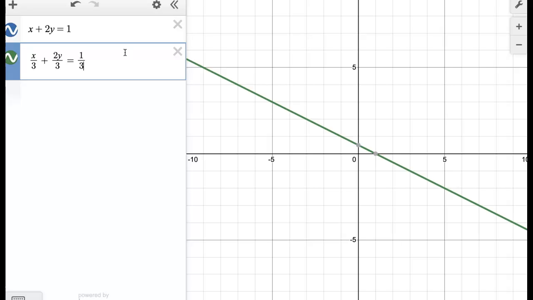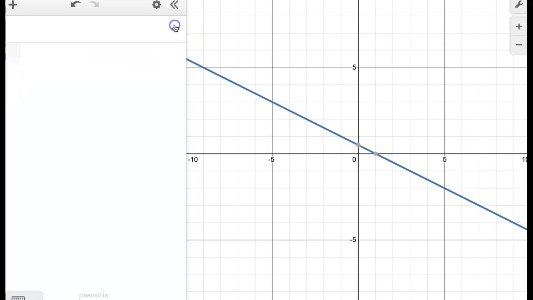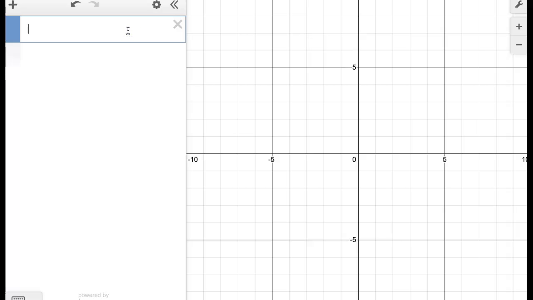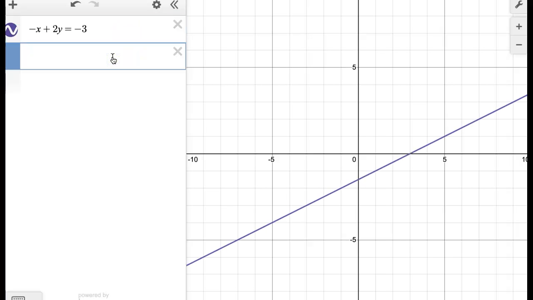What about the last one? I have negative x plus 2y equals negative 3. Let's go ahead and multiply this by negative 1. So I have x minus 2y equals 3. Same line. Hopefully this makes sense. Keep practicing and have fun.